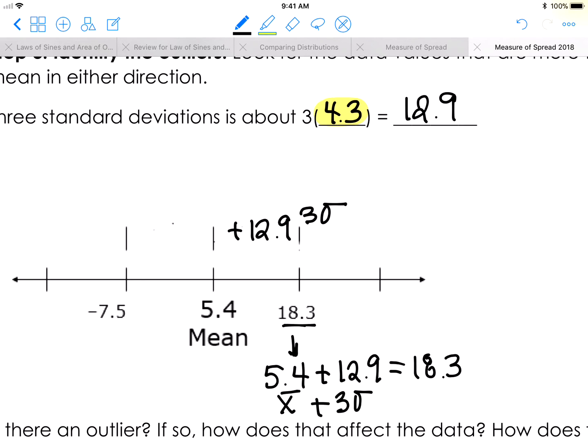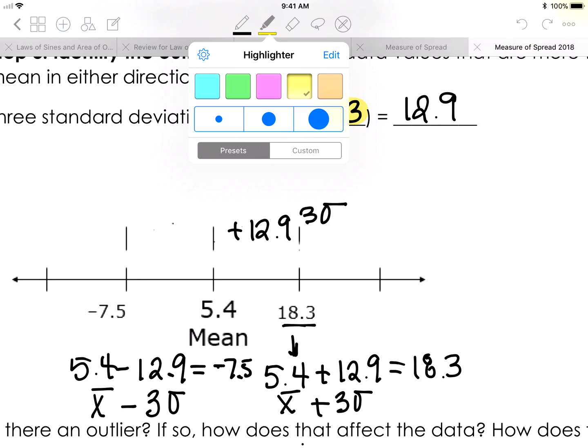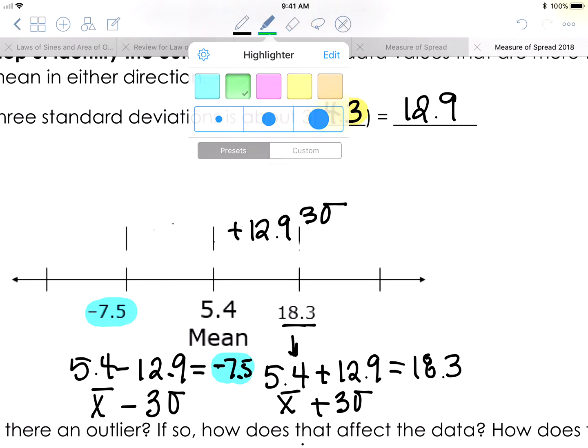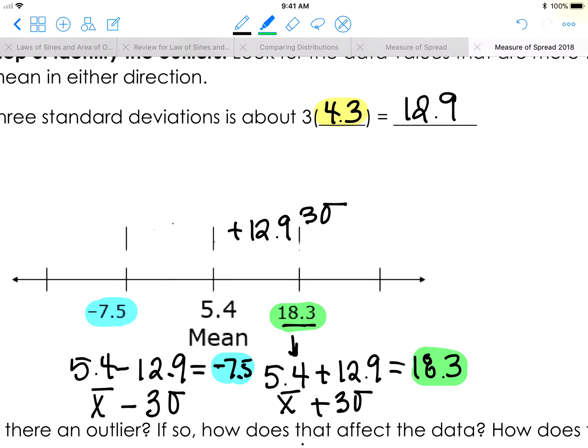So what if you had to do it on the other side? Well, this time, instead of adding your 3 standard deviations, you would subtract it. So you would say your mean minus your 3 standard deviations. And that gives us that 7.5 right there. Okay, so this gives us those numbers. So on this one, we're subtracting the 12.9.